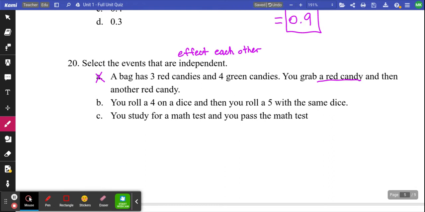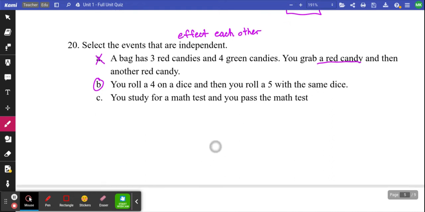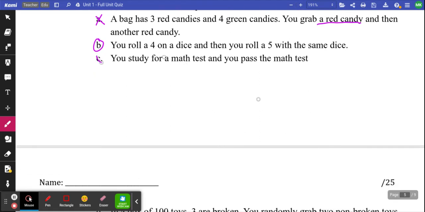You roll 4 on a dice, then you roll 5 with the same dice. When rolling a dice, does what you rolled on the same dice before make a difference? The answer would be no, right? Those things do not affect each other. Once you roll a dice and you pick it up, it's a new roll. They do not affect each other. C, you study for a math test and you pass the math test. Studying will affect the probability of passing the math test, so those are not independent.